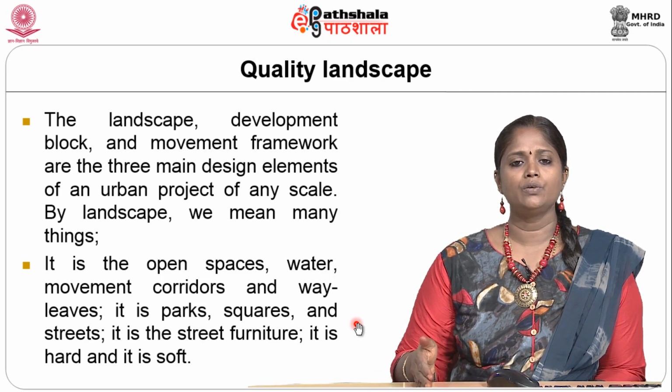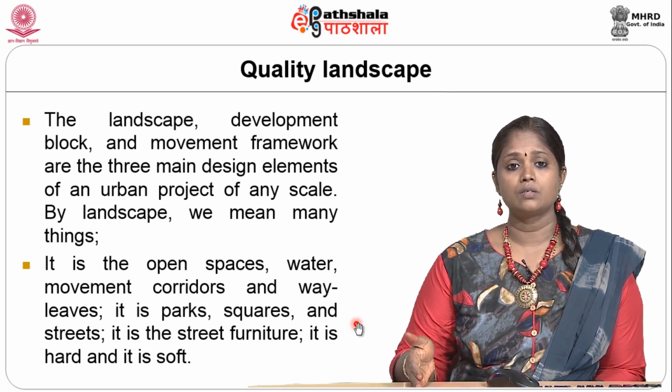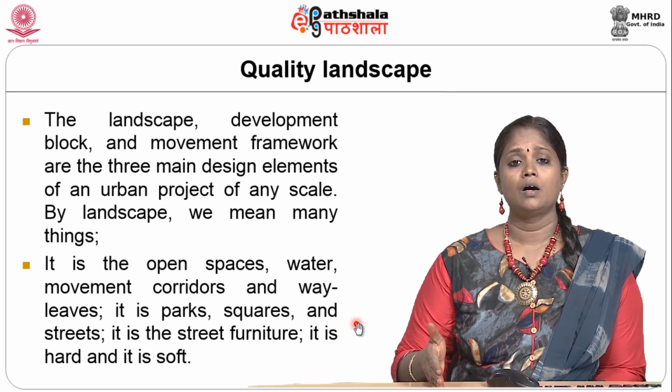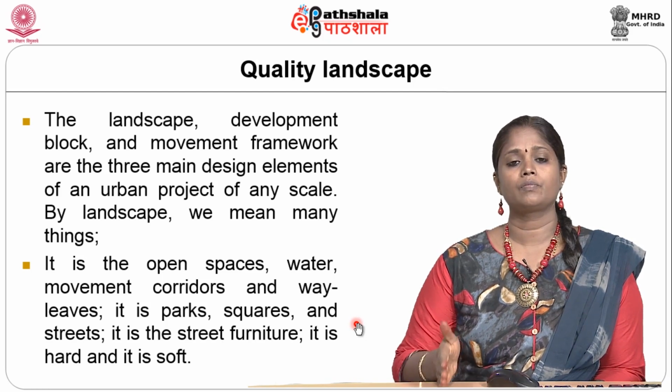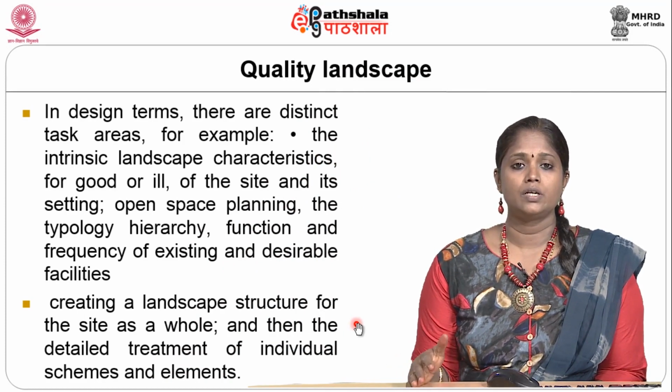So, we are going to look into each and every typology of open spaces in detail, and what is hardscape, what is softscape and what is street furniture, and how it creates a visual impact for the user, or creates urban design elements for the people or imageability for the city. We are going to look further into how a city can achieve a quality landscape. There are 3 distinct task areas to achieve these qualities.